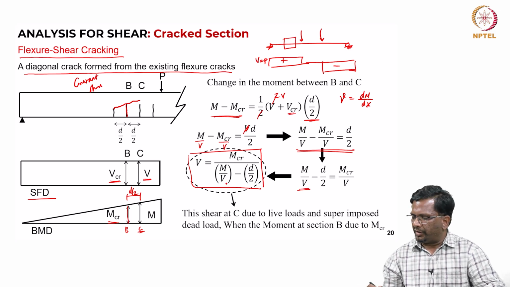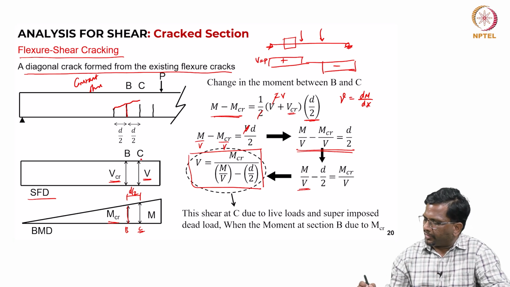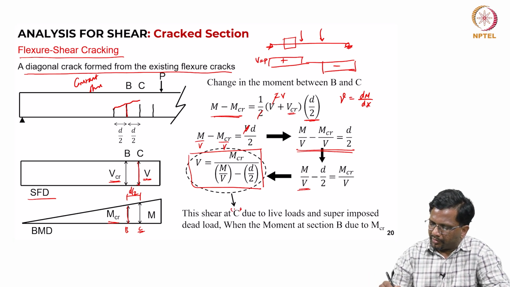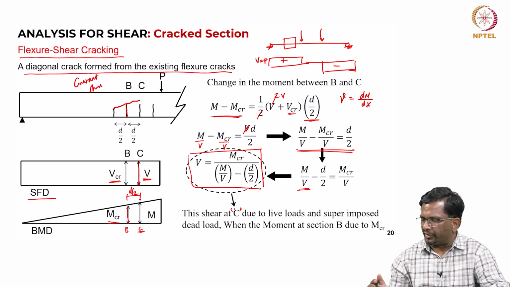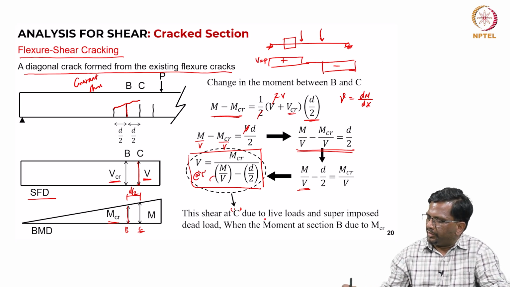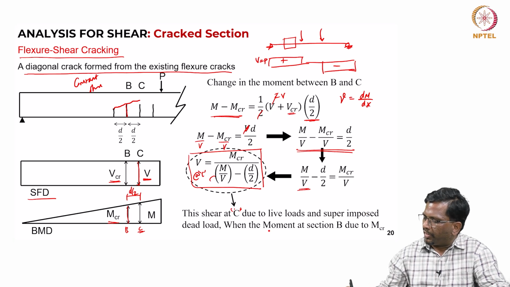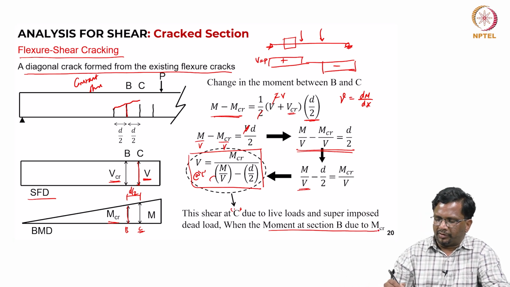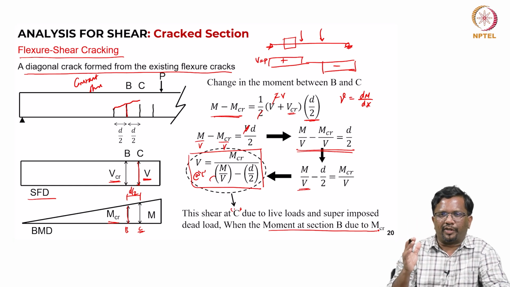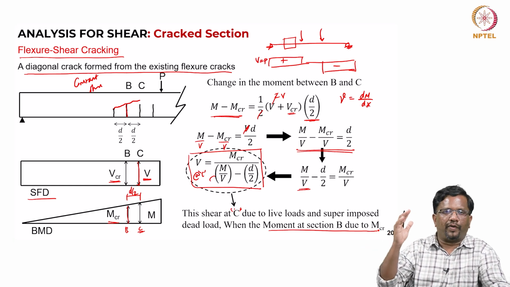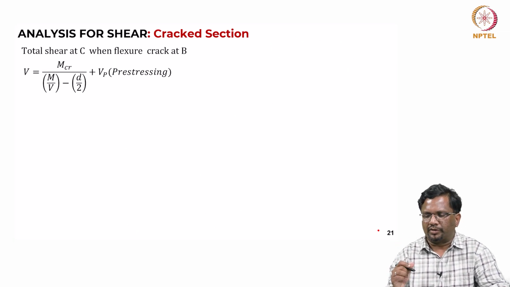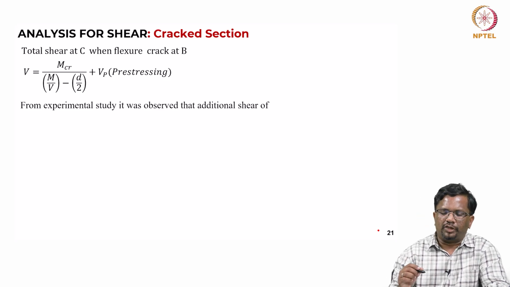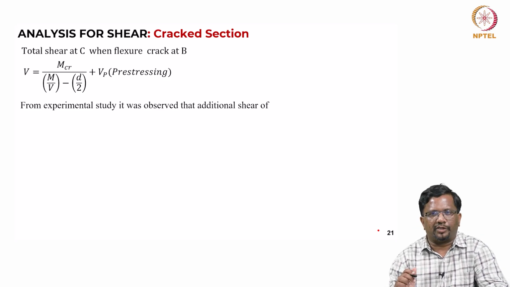Now, this one you see here is the shear at this location at C. This is the expression V, which is nothing but MCR divided by M by V at that particular section, at C, minus d by 2. This is the shear at C due to live load and superimposed dead load when the moment at section B is MCR. That means at section B it has reached the cracking moment capacity. Now, at section C we are trying to find out what is the net shear that is acting. Why are we doing this, I will tell you. We want to find an expression for your flexure shear capacity.